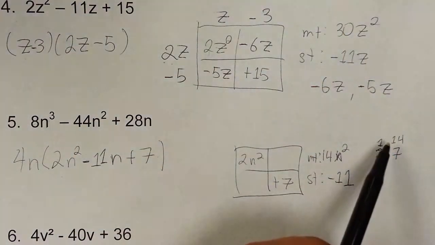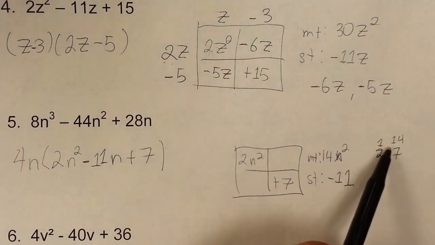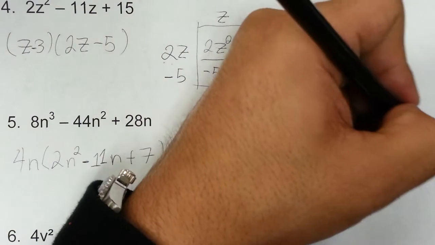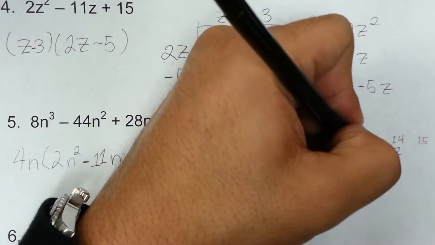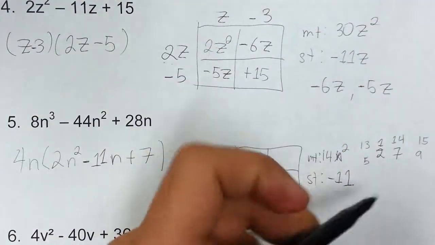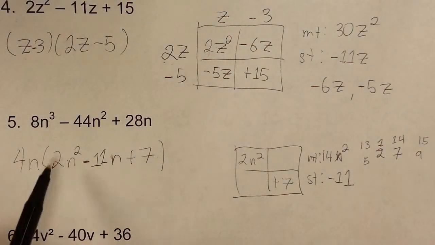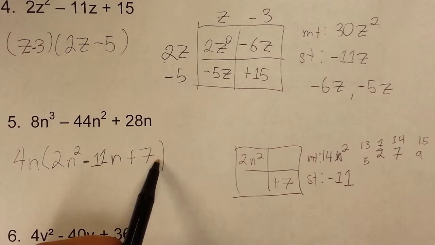And that's it. None of these add up to 11 or have a difference of 11. 1 and 14, if you subtract them, make 13. If you add them, make 15. If you subtract these, you get 5. If you add them, you get 9. So no factors work. So this expression right here is prime, but your answer is not prime.